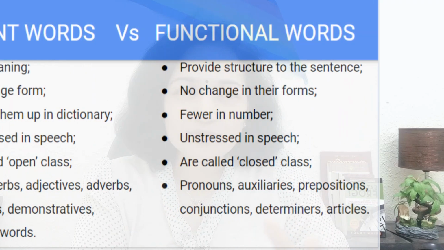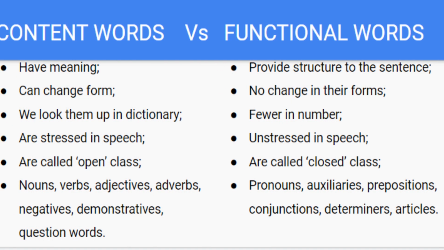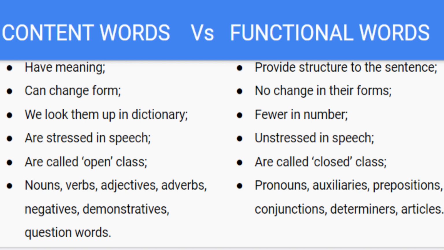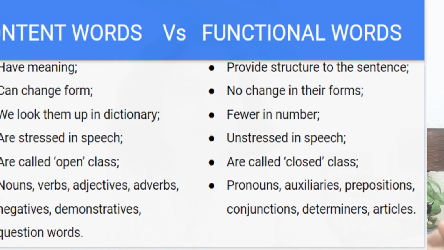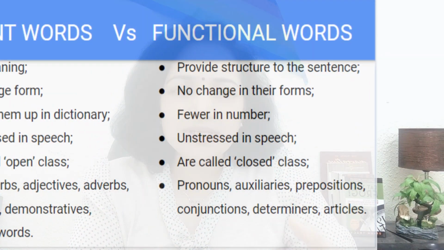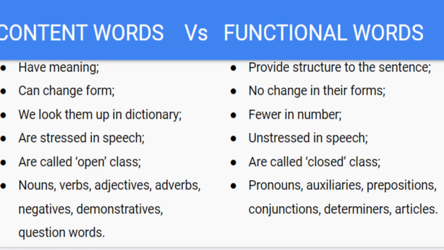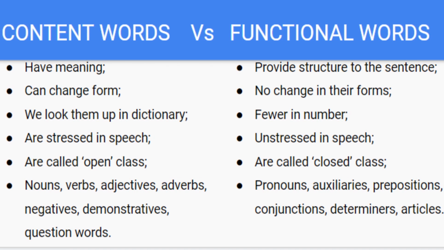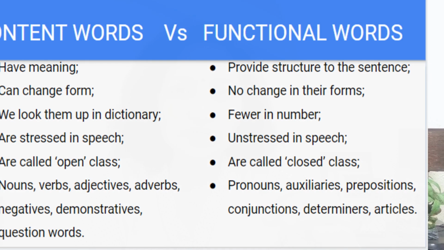They can change forms by getting prefixes or suffixes added to them. Like happy becomes happier. Happier can become happiest. Tall, taller. Infection, infectious. Okay. When we speak, we stress the content words. They are more stressed while speaking. The functional words just remain there, or they're not highlighted so much, unlike the content words.